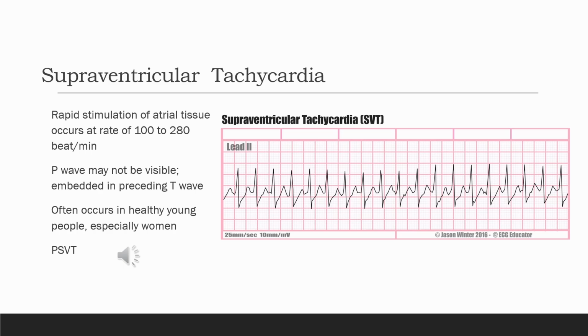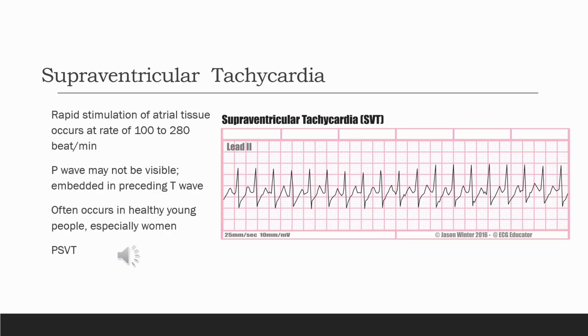Now we come to the P wave. Oftentimes, because this heart rate is going so fast, the P waves are going to be hidden in the preceding T wave, or they may appear abnormal. It's so fast that sometimes we don't see that P wave, and you can kind of see here on the slide, at the beginning of the strip there, that's actually the T wave before the next QRS complex.